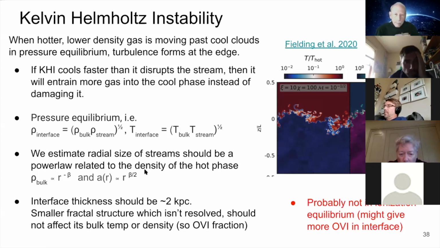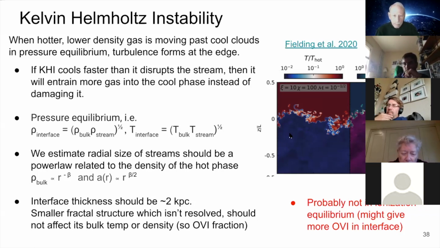So the interface thickness is also worth commenting on. We have reasoned out that it should be about 2 kiloparsecs. It has this smaller fractal structure, which is definitely unresolved. That's what Fielding found. But its bulk properties should not be super affected, so its bulk temperature and its bulk density. And so its oxygen 6 fraction should be, okay, barring effects of both the magnetic fields that David mentioned and also ionization equilibrium, which is going to be really relevant again here.